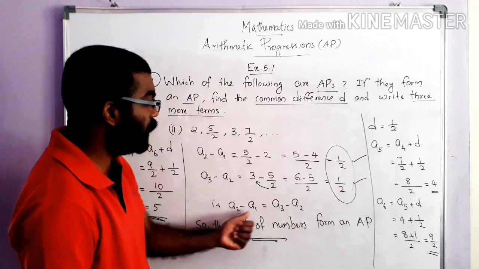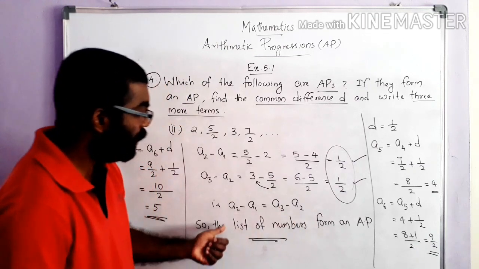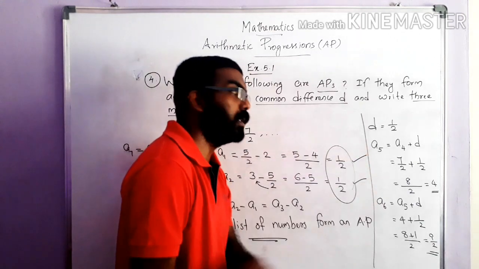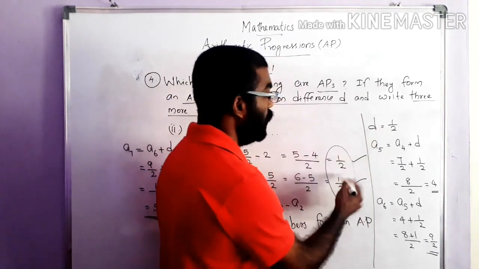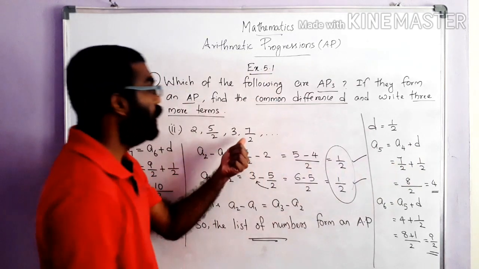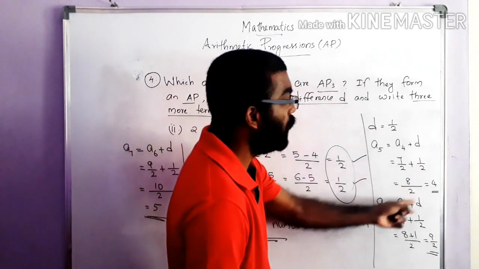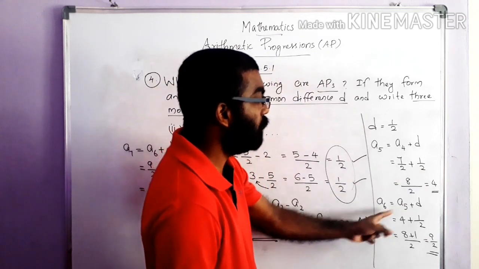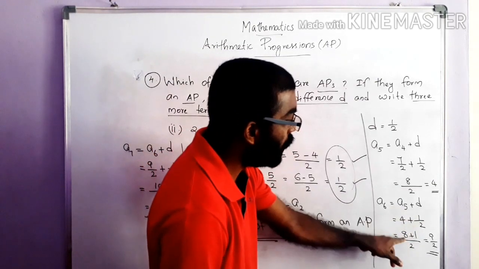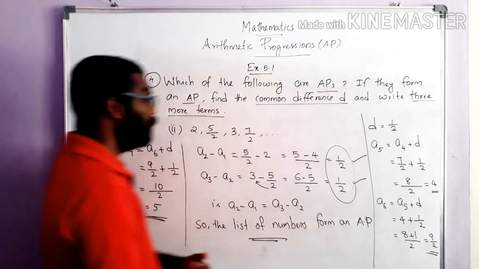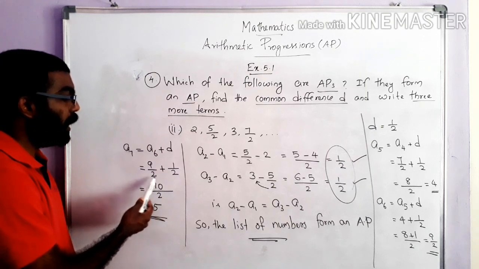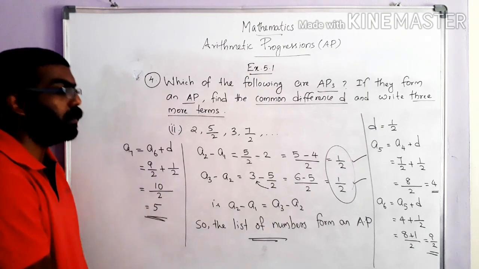So we can write A2 minus A1 is equal to A3 minus A2, which implies the list of numbers form an AP. Now we have to write the common difference and the 3 more terms. The common difference D is equal to this one, 1 by 2, and A5, 5th term, is given by A4 plus D, that is 4th term here is 7 by 2, so 7 by 2 plus 1 by 2, 8 by 2, which is 4. And A6, 6th term, 5th term plus common difference, that is 4 plus 1 by 2, 4 into 2 is 8, 8 plus 1 by 2, that is 9 by 2. Again one more term, 7th term, that is A6 plus D, which is equal to 9 by 2 plus 1 by 2, 10 by 2, which is equal to 5.